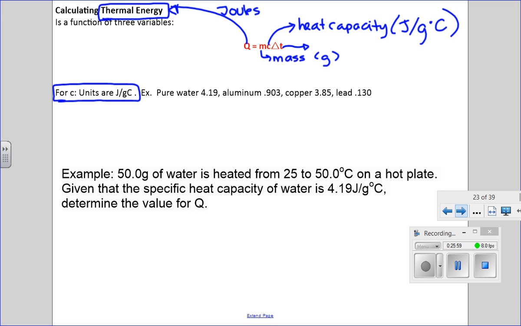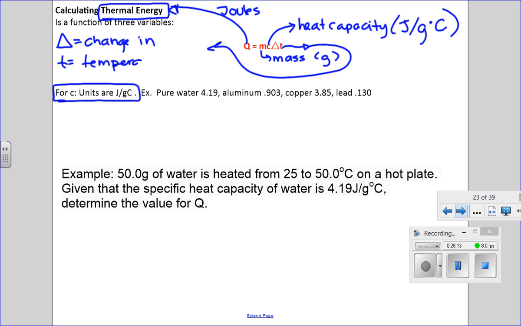Now the delta T, I'll just come over here so I have some more space. Remember that the triangle, the delta, means change in, and the T means temperature. So we will be using degrees Celsius as our temperature unit. And since it's not just temperature, but change in temperature, that really means final minus initial temperature. So you'll always be subtracting final and initial.